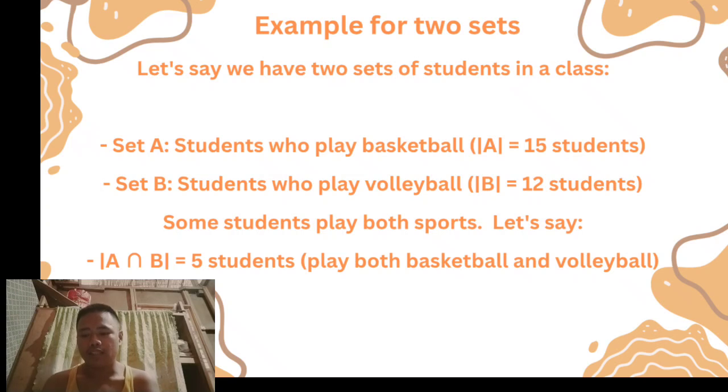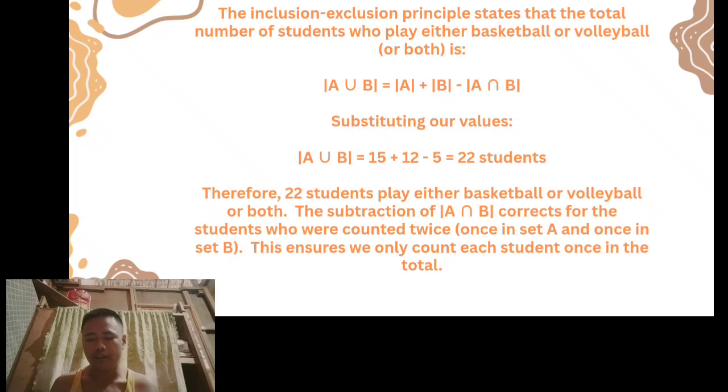Example for two sets. Let's say we have two sets of students in a class. Set A is students who play basketball, equal to 15 students. And set B is students who play volleyball, equal to 12 students. Some students play both sports. Let's say A intersection B is 5 students, who play both basketball and volleyball. So this is the given, and then the answer.